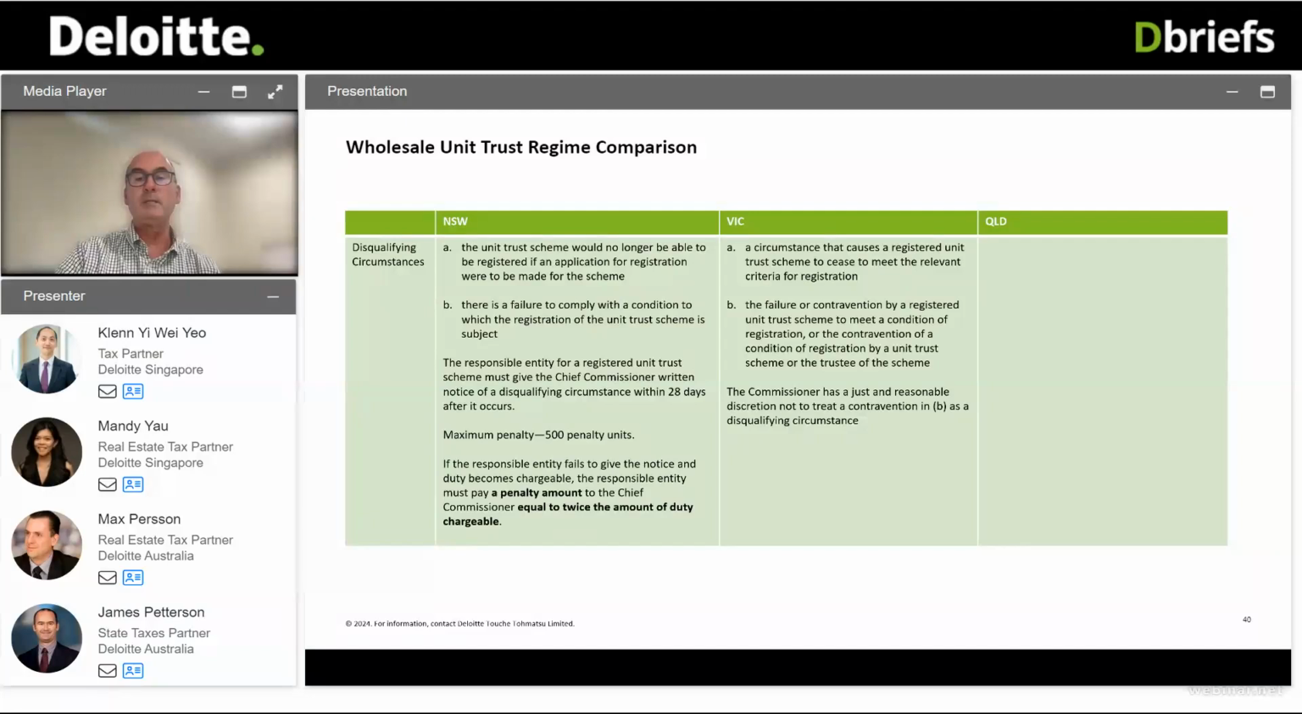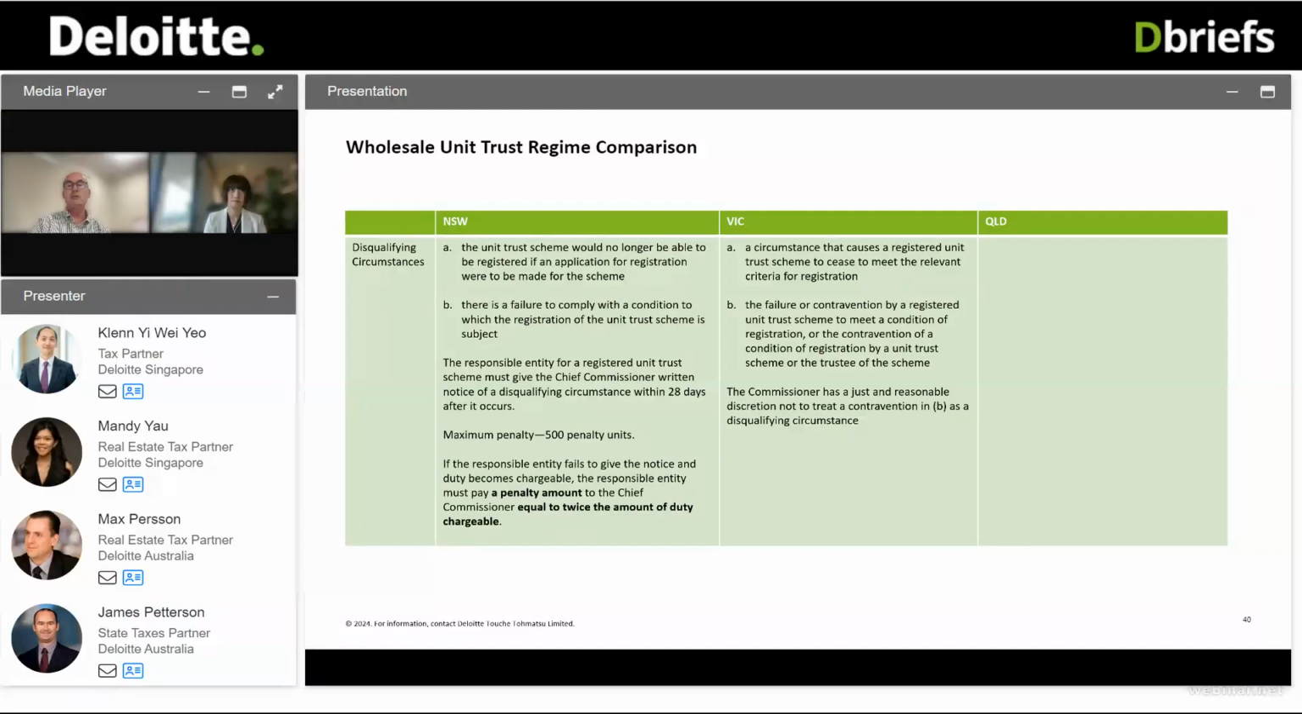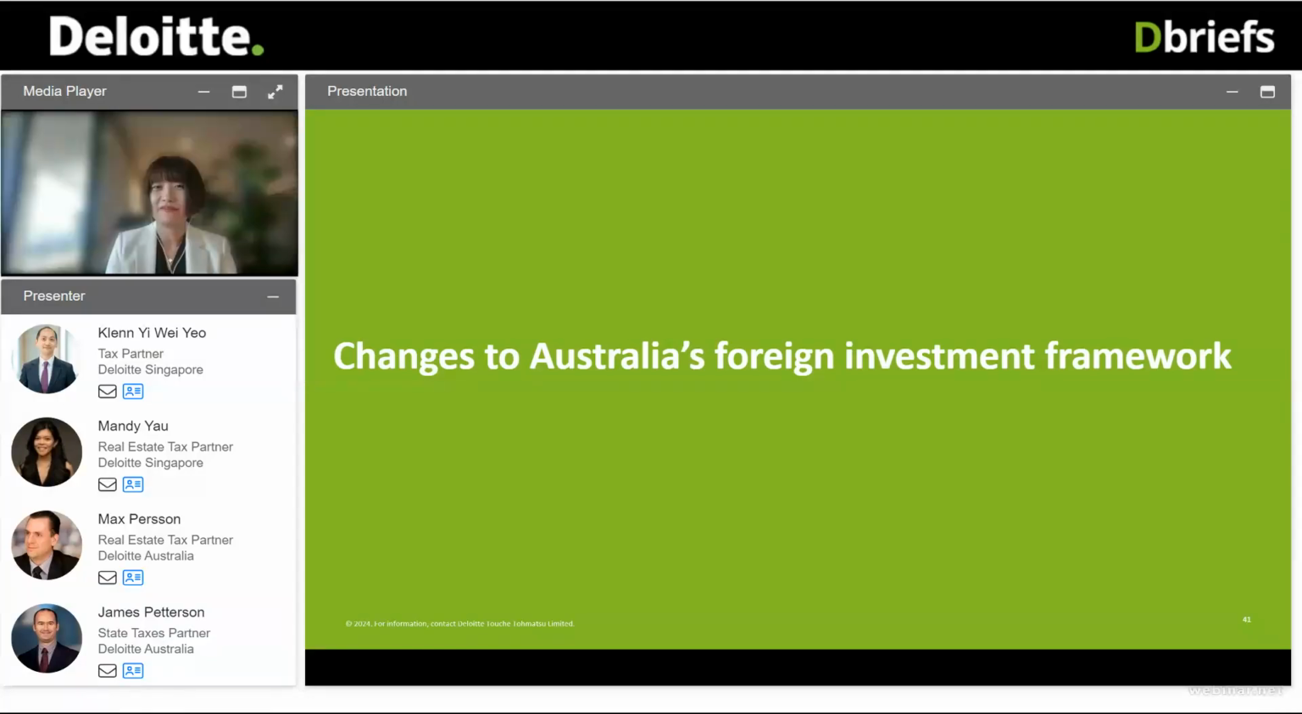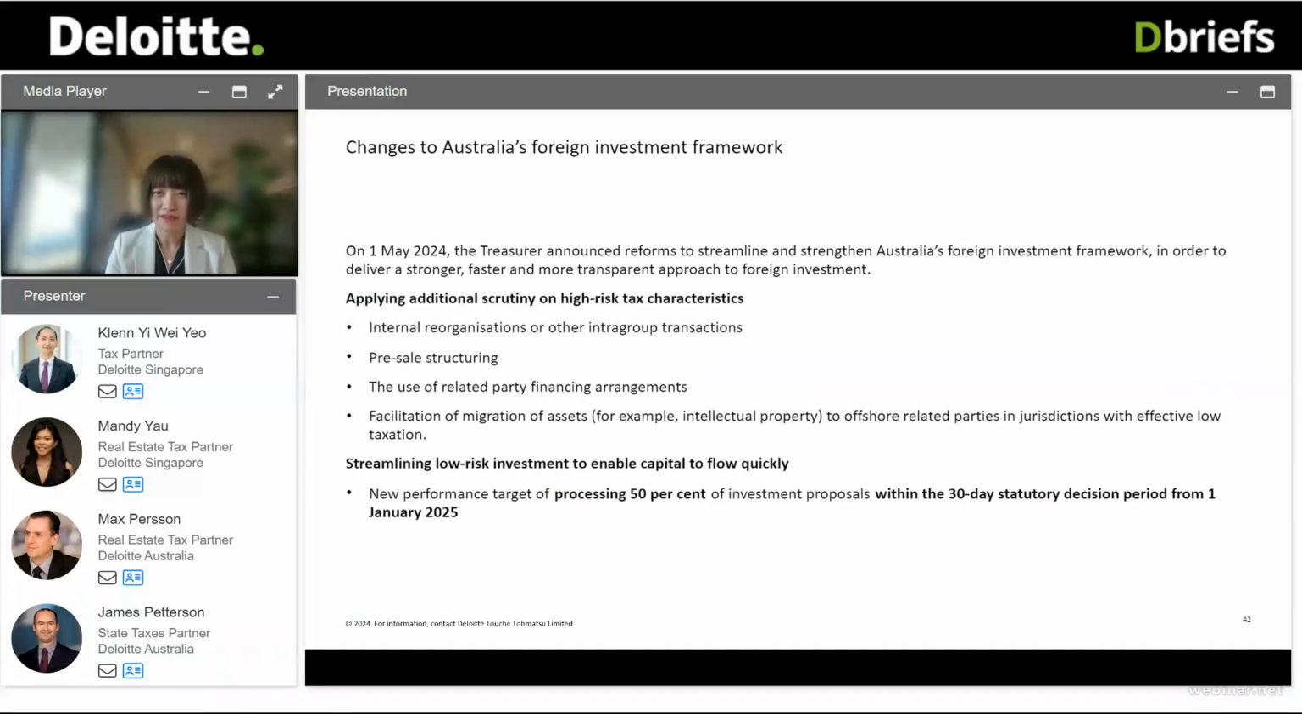I'll pass now to Mimi to discuss changes to Australia's foreign investment framework. Thank you, James. I will provide a very quick overview of the recent updates to Australian foreign investment framework. Next slide, please. When foreign investors make inbound investment into Australia, they may need approval from Foreign Investment Review Board. FIRB reviews the investment proposals and ensures there are no national security concerns, including tax revenue collection.